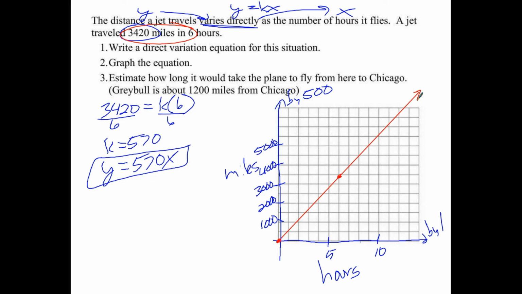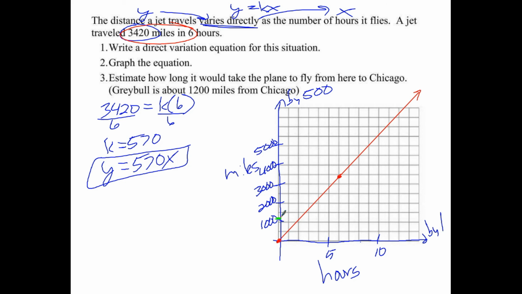Okay, now number 3, estimate how long it would take the plane to fly from here to Chicago. Now here is actually here, right? So Grable is about 1,200 miles from Chicago. 570 plus 570 about. Let's estimate using our graph. 1,200 miles on our graph is where? You guys can use your graph, and I'm going to use my graph, and we'll see how we do. So for me, 1,200 miles is sitting right around there, maybe.